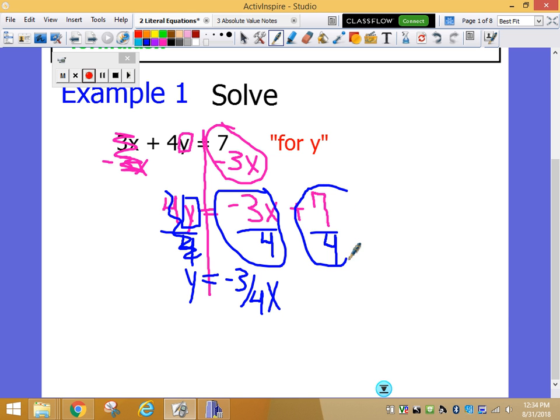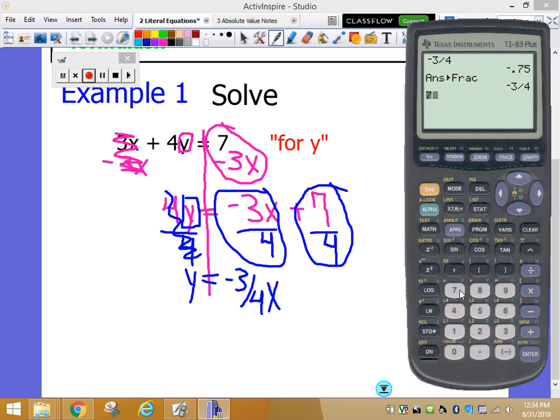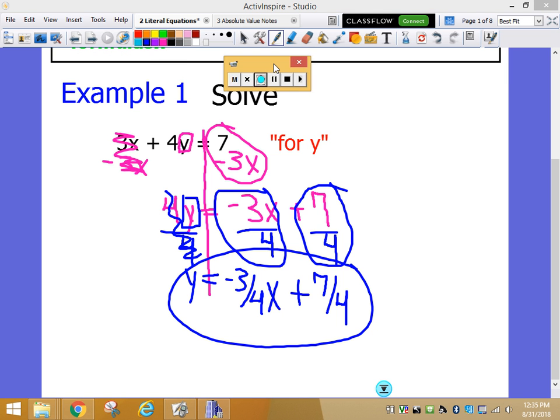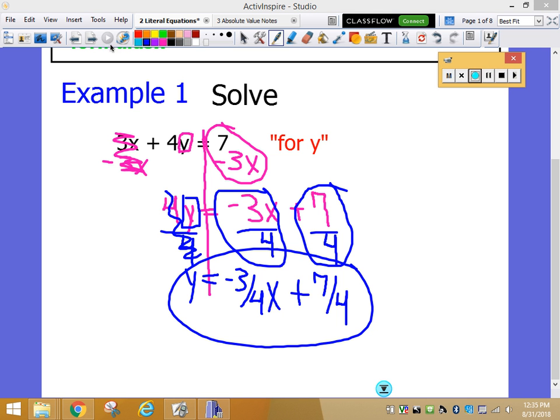Okay, now let's do this division. 7 divided by 4. 1.75. I don't want a decimal, so I'm going to change it to a fraction. And I got positive, so I put plus 7/4. And this is your answer. So before the last lesson, you know we got numbers for our answers. We're not going to do that for this lesson. You're going to have a long equation, sometimes long, sometimes short, as your answer. Okay? So no more you just get a number for an answer. We're going to get equations for answers.